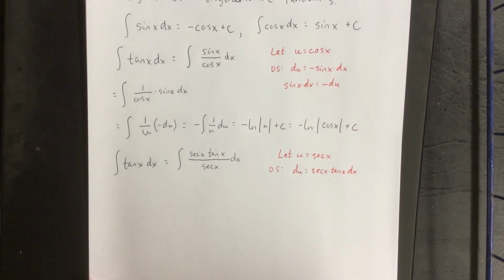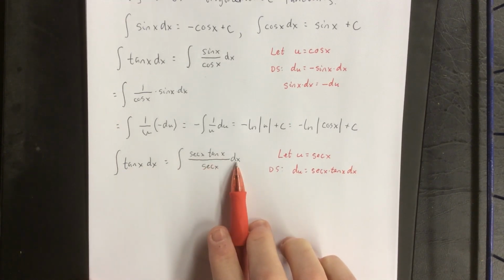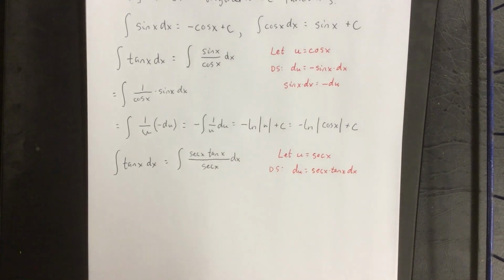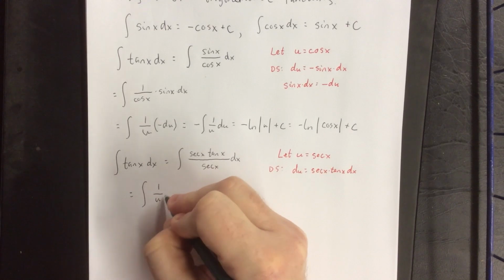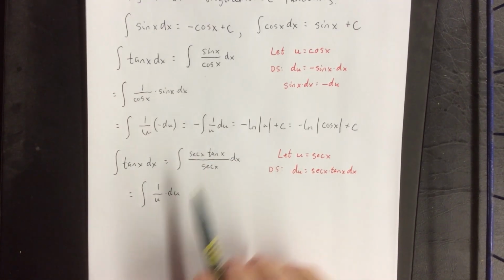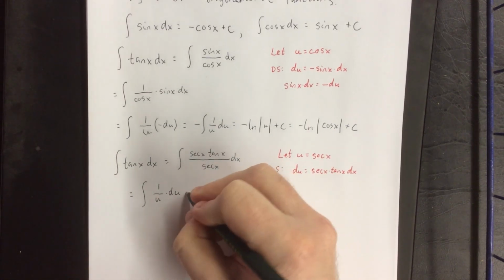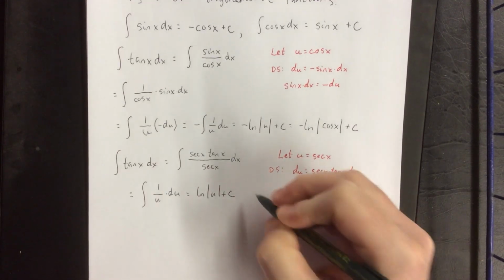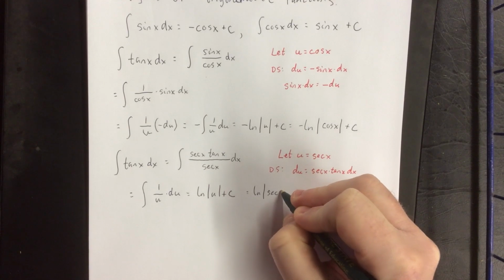And by some miracle, we have a secant of x times the tangent of x times dx in the numerator, and a secant for the substitution for the denominator. What we have done is created the substitution 1 over u times du. Well, that's exactly the same as what we integrated back here, and we got the natural log of the absolute value of that thing. So this will be the natural log of the absolute value of u plus a constant, which is equal to the natural log of the secant of x.